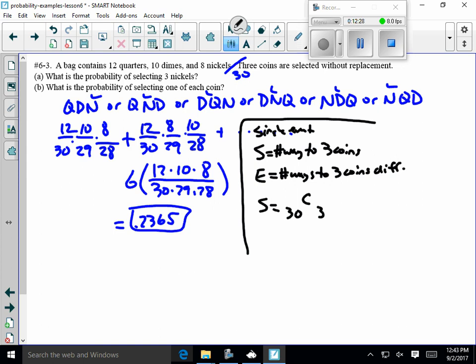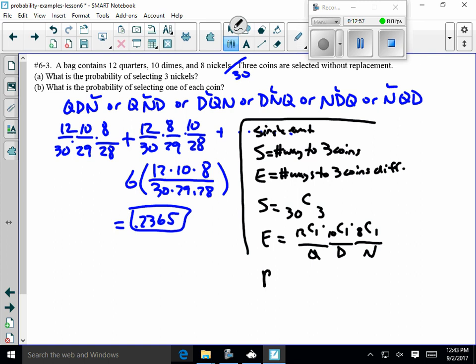Okay, for the event space, then I really have to have different coins, right? I have to select a quarter, I have to select a dime, and I have to select a nickel, right? And that means that out of the 12 quarters, I have to select one of those. Out of the 10 dimes, I have to select one of those, and out of the 8 nickels, I have to select one of those. And the multiplication principle says that I could multiply those 3 things together.